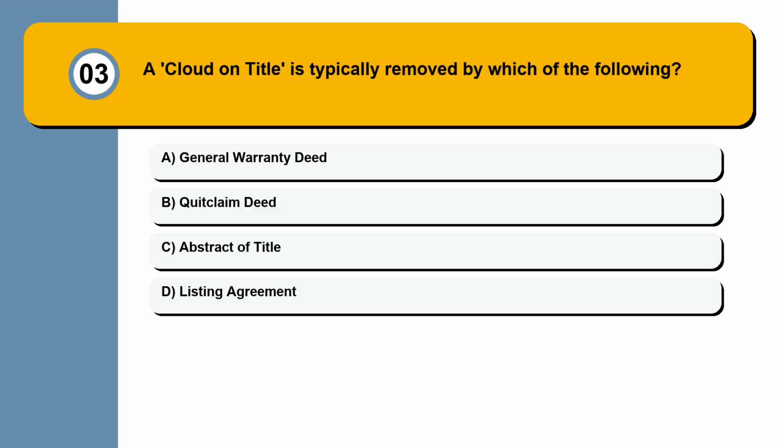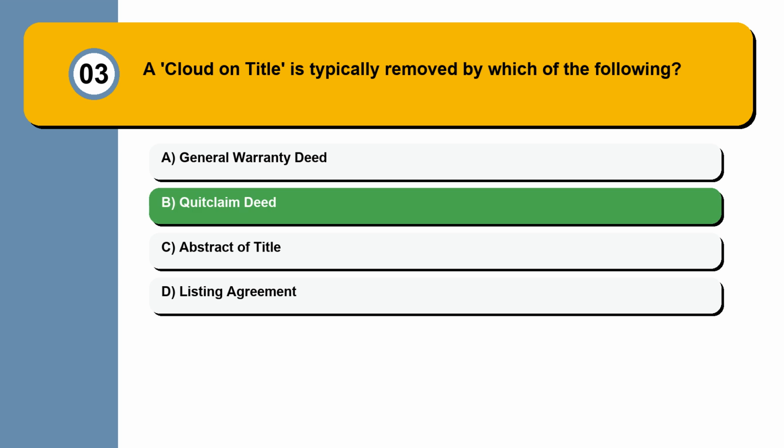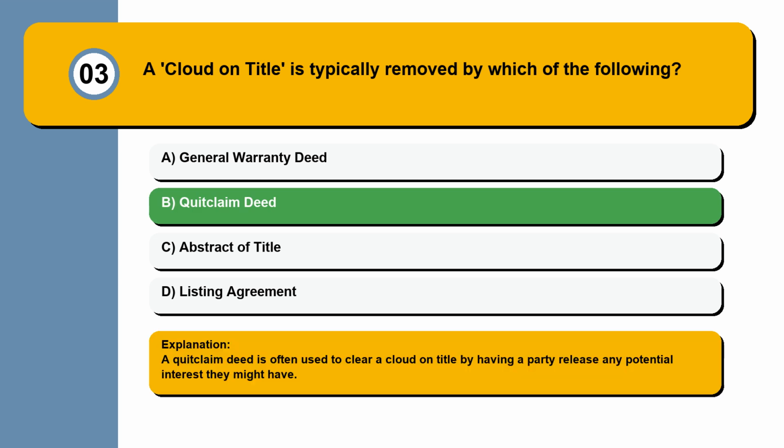Question 3. A cloud on title is typically removed by which of the following? General warranty deed, quitclaim deed, abstract of title, listing agreement. A quitclaim deed is often used to clear a cloud on title by having a party release any potential interest they might have.